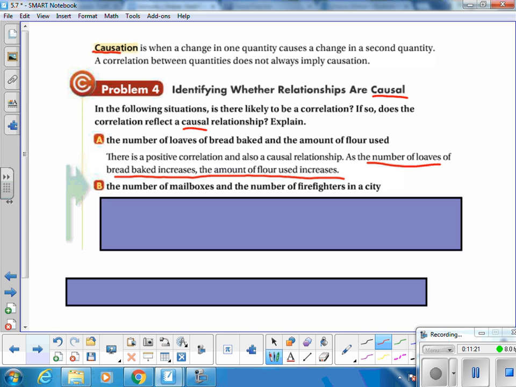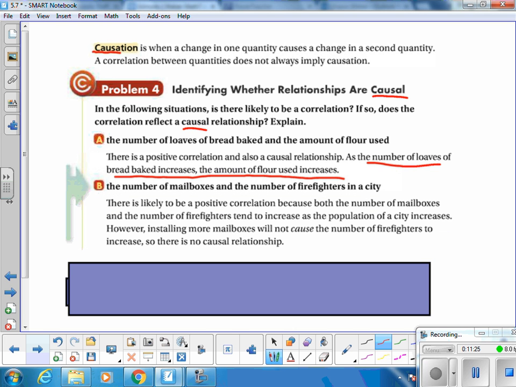The number of mailboxes and the number of firefighters in the city. Okay, this is an interesting one because there's likely to be a positive correlation, because both the mailboxes and the number of firefighters tend to increase as the population of a city increases. So more firefighters, more mailboxes. Okay, makes sense, a positive correlation. However, installing more mailboxes will not cause the number of firefighters to increase. So there's no causal relationship in this one.